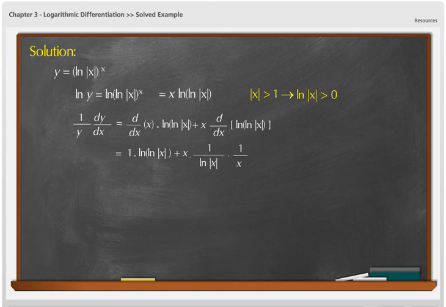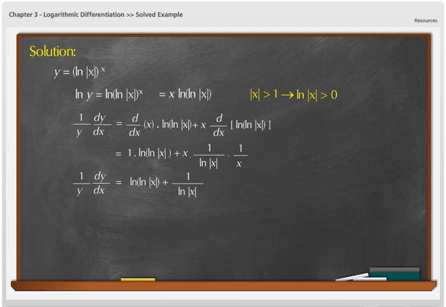plus x times the derivative of ln of the absolute value of x, as the derivative of the outer function ln, which is equivalent to 1 over ln of the absolute value of x, times the derivative of the inner function ln of the absolute value of x, which is 1 over x. This one is going to be equivalent to 1 over y times dy over dx is equivalent to ln of the absolute value of x plus 1 over ln of the absolute value of x.